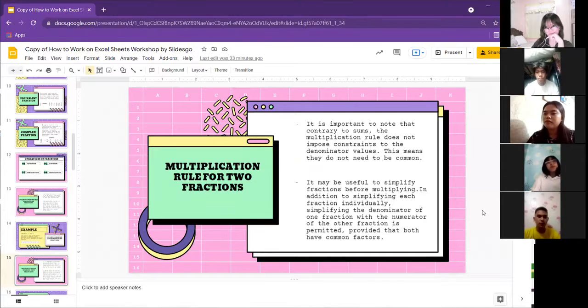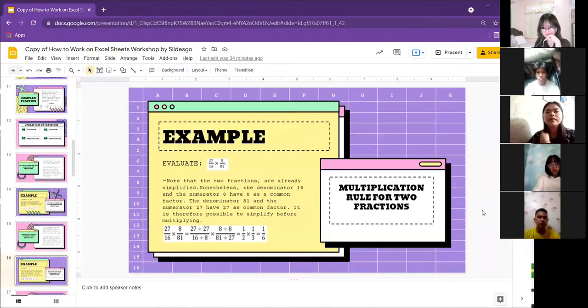In the multiplication of two fractions, you don't need common values or an LCD; you just multiply them straight across. Example: 27 over 16 times 8 over 81. Note that the two fractions are already simplified.